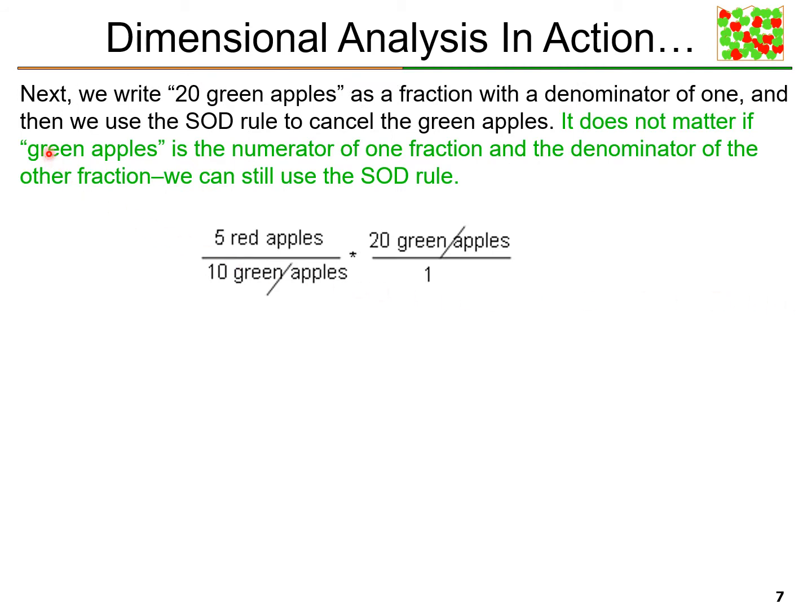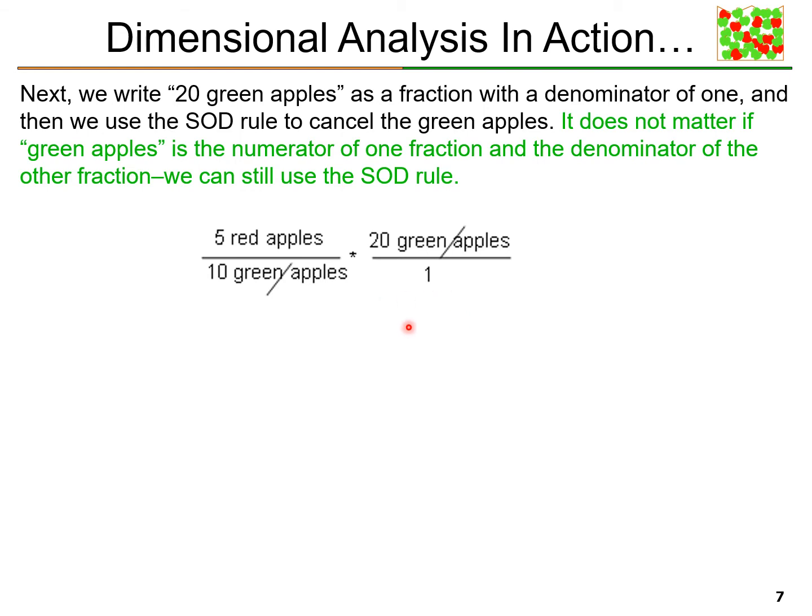Okay, this next step is we're going to write 20 green apples as a fraction with a denominator of 1. And that's what we've done right here. 20 green apples divided by 1 is the same thing as 20 green apples. We wrote this as a fraction so that it becomes clearer to the fifth grader that we have something that will divide out. And we can use the same object division rule.